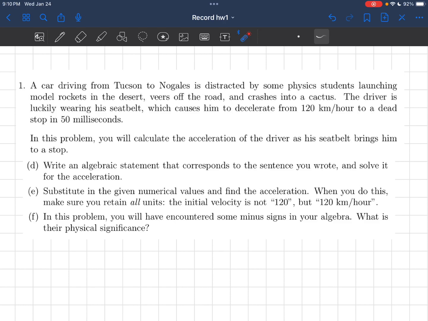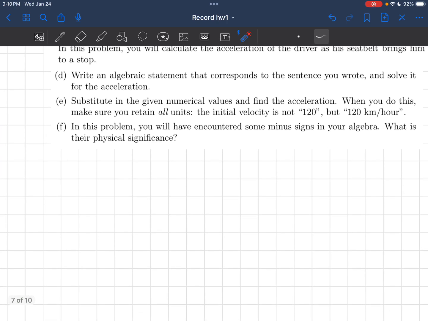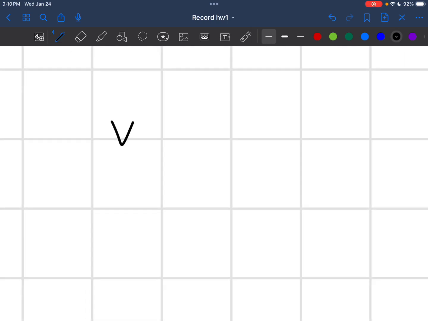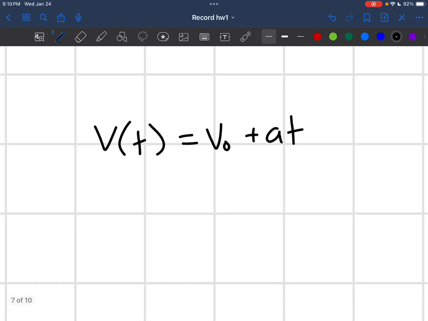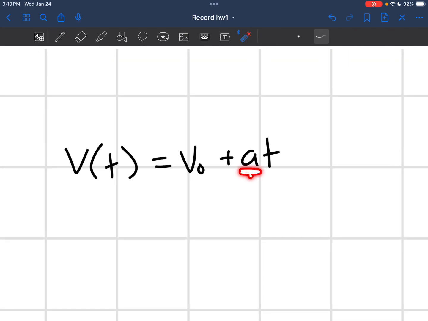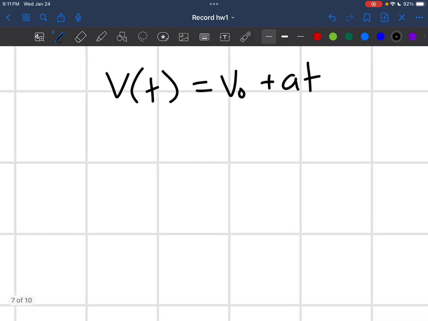The rest of question 1. All right, we're on to part D. Now we want to write an algebraic statement that corresponds to the sentence that we wrote and solve it for the acceleration. So before I had my kinematic equation, v of t is v naught plus at. But now we want to say, okay, what is the value of acceleration? We're going to solve this for acceleration, and then eventually we're going to plug in some numbers. But first we're going to solve this for acceleration.